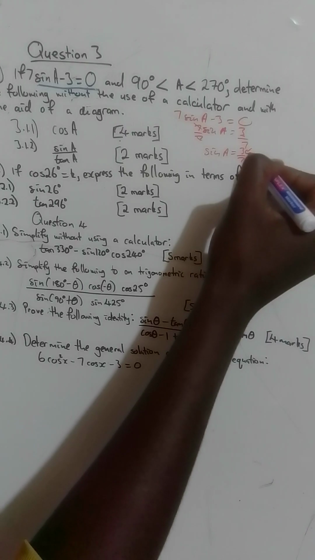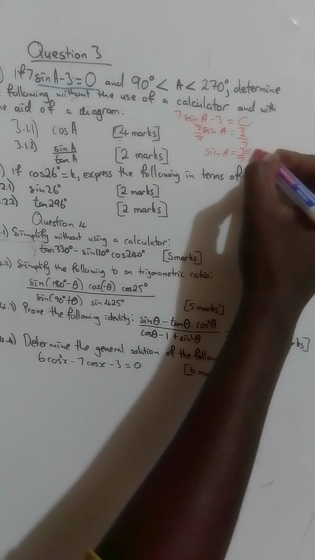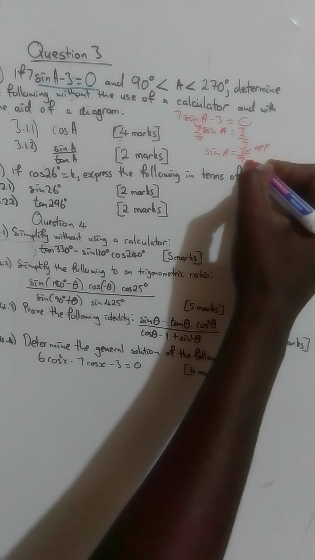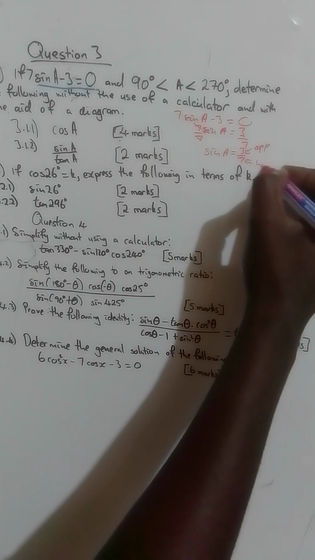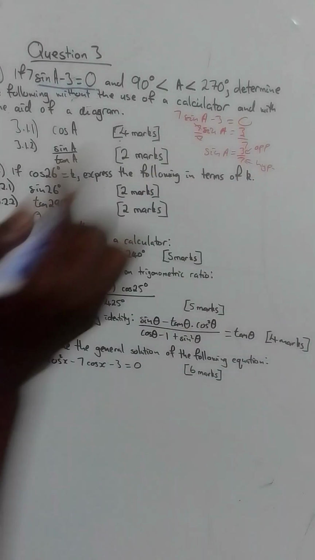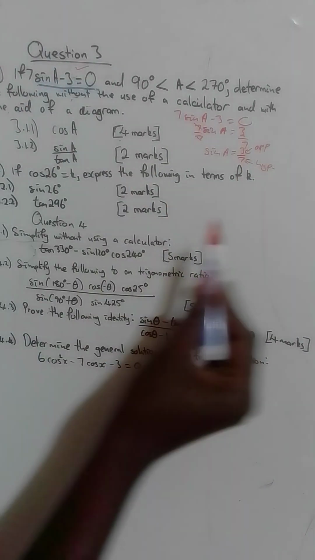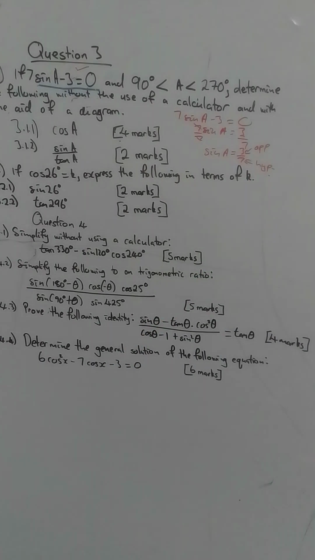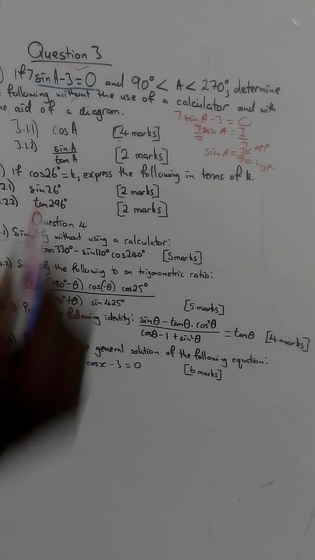Now, remember, the trig ratio of sin says opposite over hypotenuse. So our numerator is the opposite, our hypotenuse is the denominator. So the first thing, we are done. We now know the value of opposite and hypotenuse. Now, let's go to the second part.